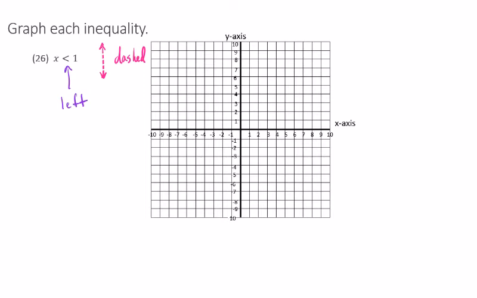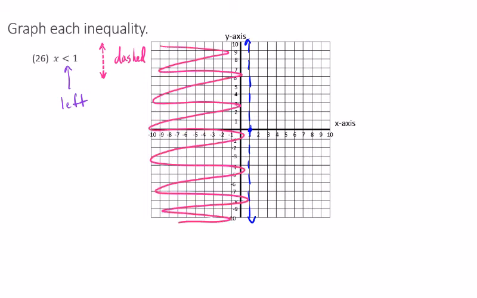So when I graph this, I'm going to plot a point at 1 on the x-axis. I'm going to draw a dashed line. Okay, and then I'm going to shade everything to the left, since it's less than. If it were greater than, we'd shade on the right. Okay, all right, so there it is.